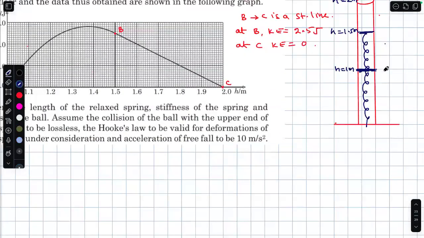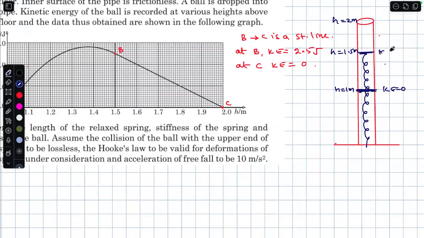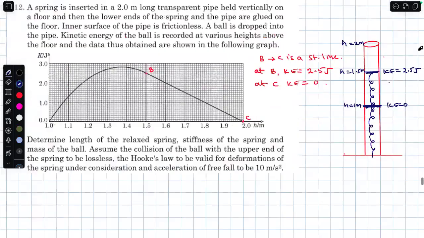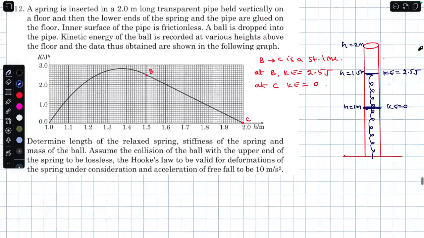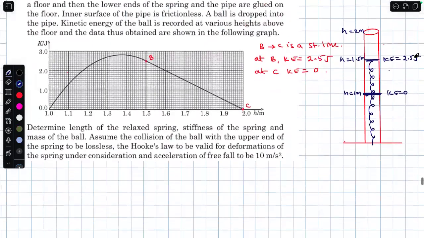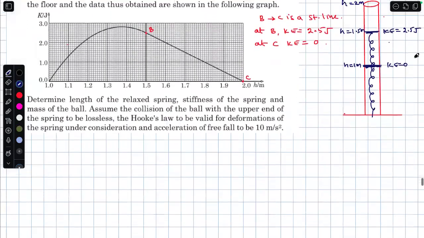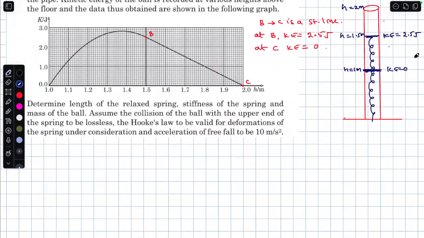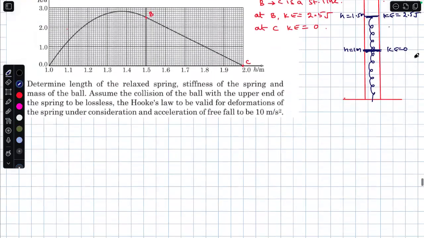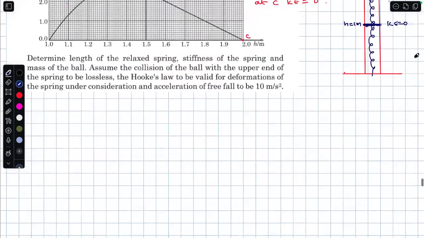At h is equal to 1, kinetic energy is 0. At h is equal to 1.5, kinetic energy is how much? 2.5 joules. Have they given anything about mass? A spring is inserted in a 2 meter long pipe, a ball is dropped into the pipe. No, they haven't given anything, but no issues. I can find it out. Not a big issue at all. Determine the length of the relaxed spring and the stiffness constant of the spring. First part I have done already. What is the relaxed length of the spring? 1.5. That I have done.